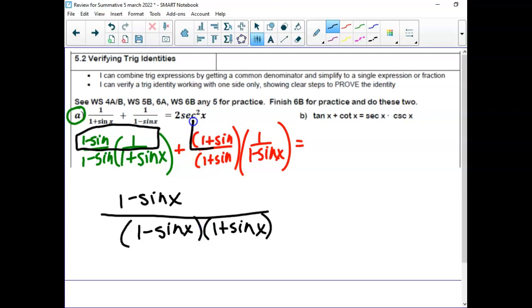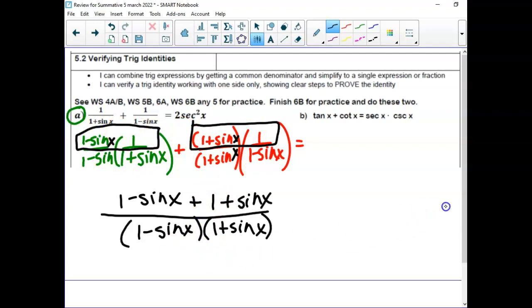What happens over here? So I have a 1 minus sine of x times 1, which is just a 1 minus sine of x, plus 1 plus sine of x. Is everybody okay? I can do an easier example without trig functions if we need to, but you're just getting a common denominator. Once you have that, you can add the top and keep the bottom.